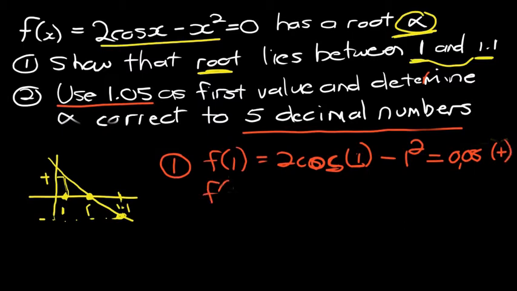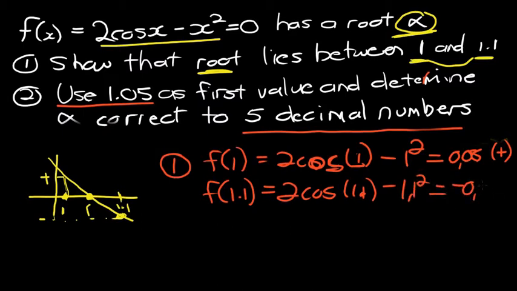Then you substitute 1.1 into the x's place, so it's 2 cos 1.1 minus 1.1 squared, and you get a negative number. So that definitely shows us that the root lies between 1 and 1.1. Okay, so that one we have figured out.